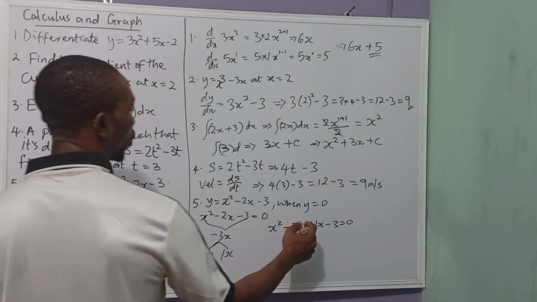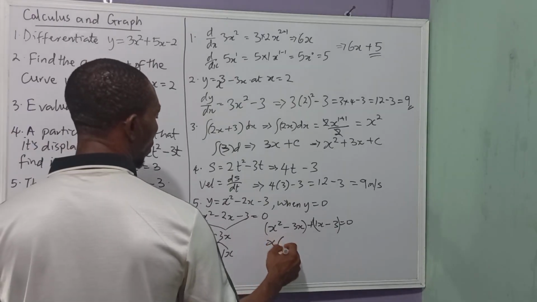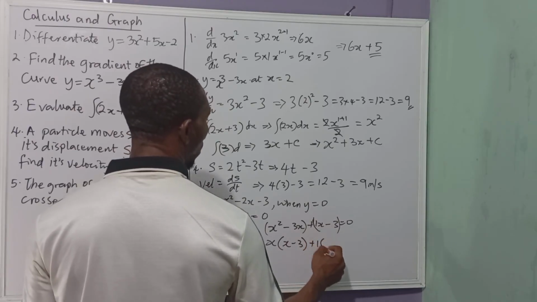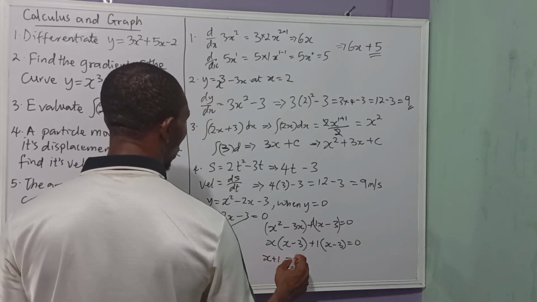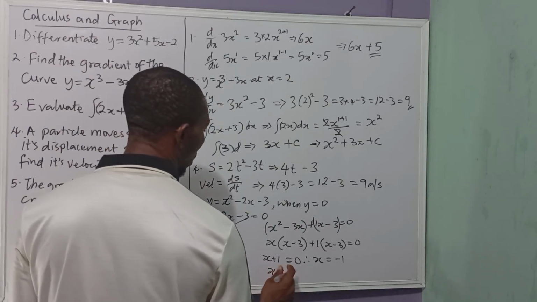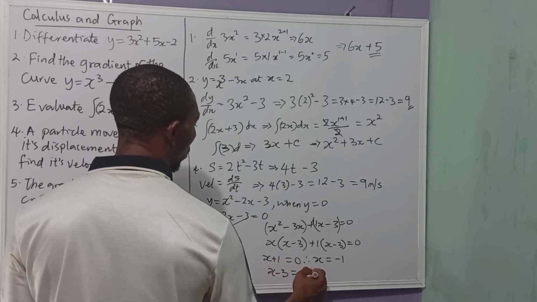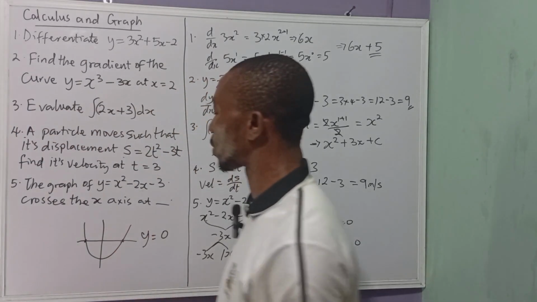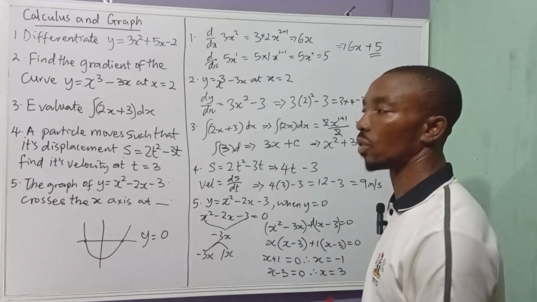Factorizing, grouping this and grouping this, x is common here: x minus 3, and here 1 is common: x minus 3 equals 0. So here we have x plus 1 equals 0. Therefore, x equals minus 1, and x minus 3 equals 0, so x equals 3. So the 2 points at which our graph crosses the x-axis are at minus 1 and 3.